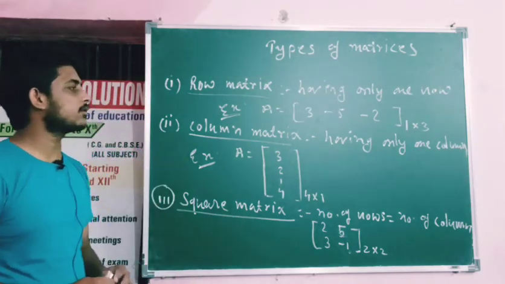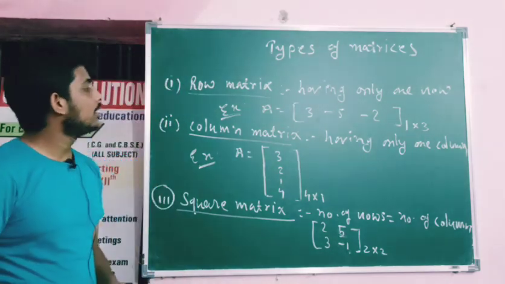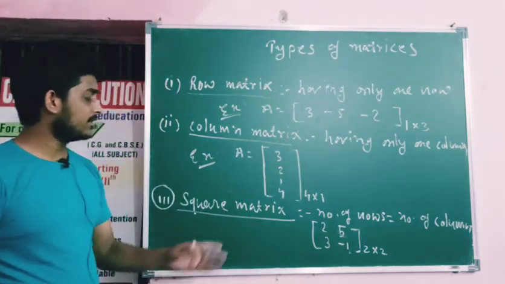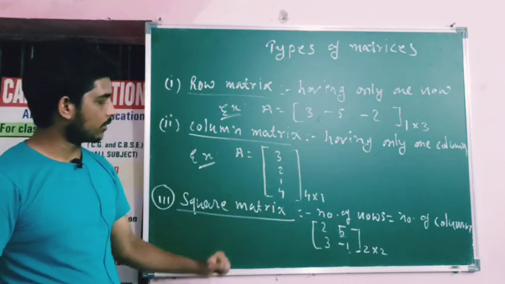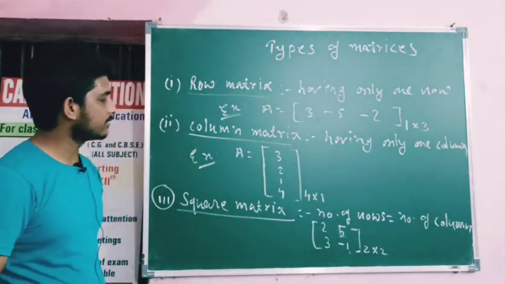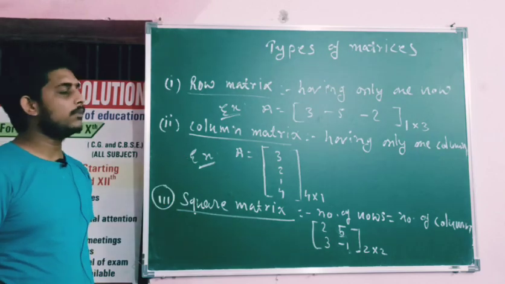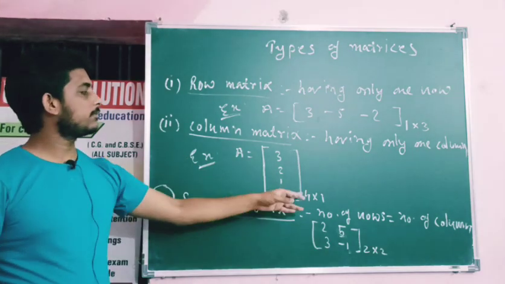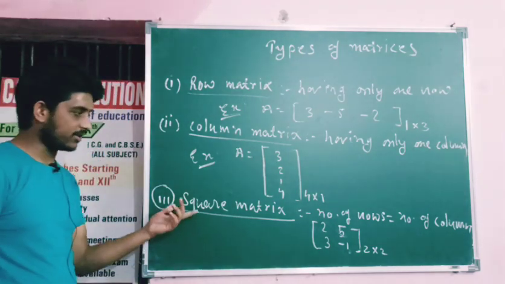Now we will discuss the column matrix. Any matrix having only one column is called column matrix. Here is one example: matrix A is equal to 3, 2, 1, 4. How many columns does it have? Only one column. And how many rows does it have? It has 4 rows. So it is called column matrix, and the order of this given matrix is 4 cross 1.